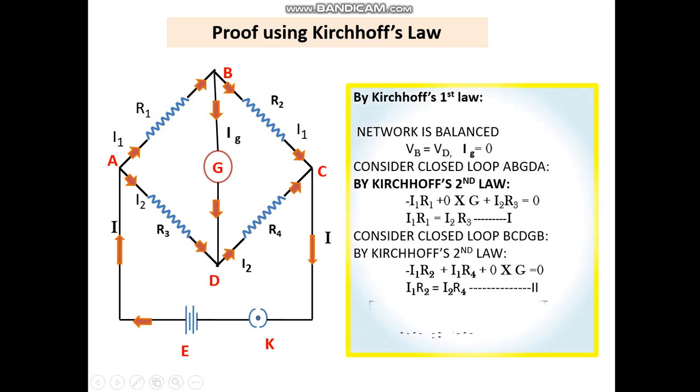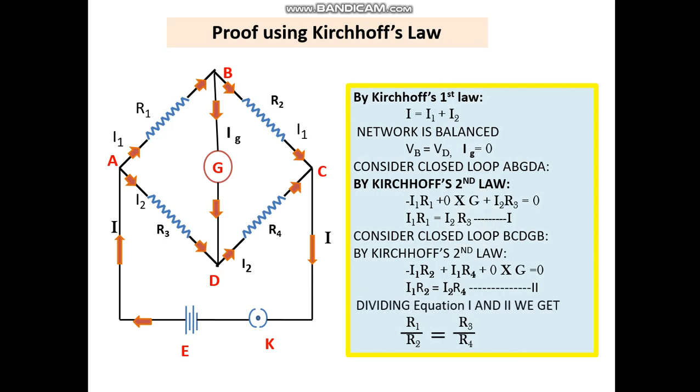Now let us divide equation 1 by 2. We get R1 upon R2 is equal to R3 upon R4. So this is the proof using Kirchhoff's law for the meter bridge.